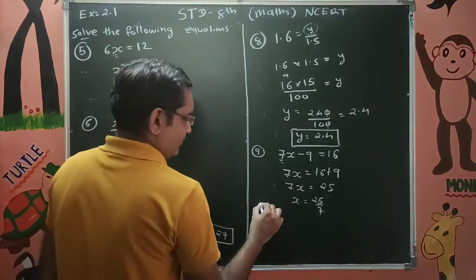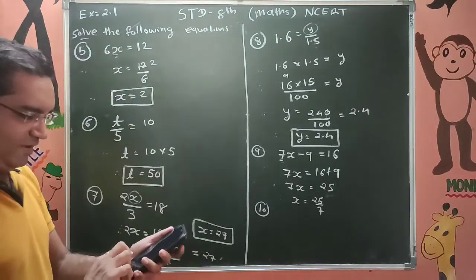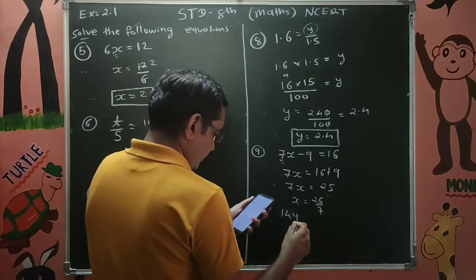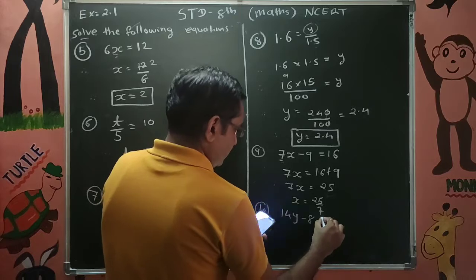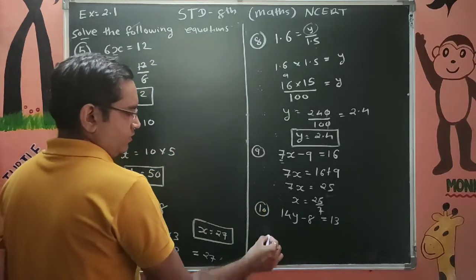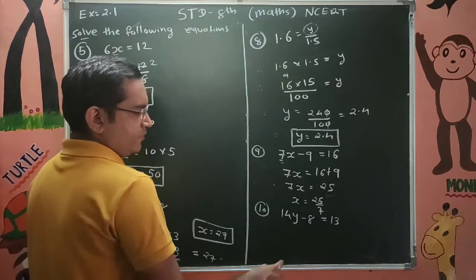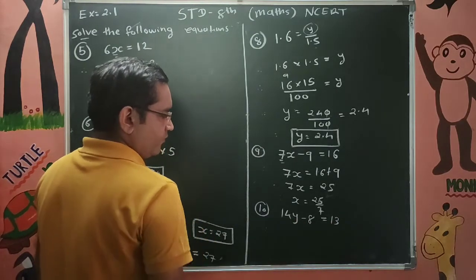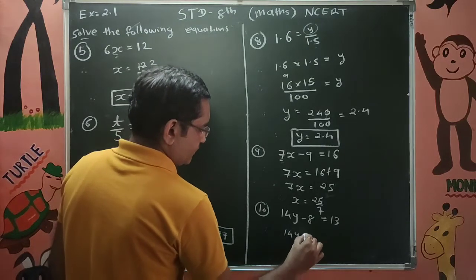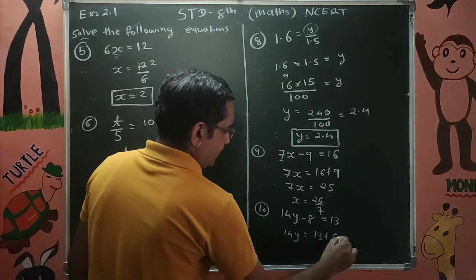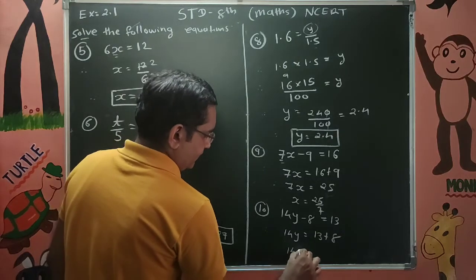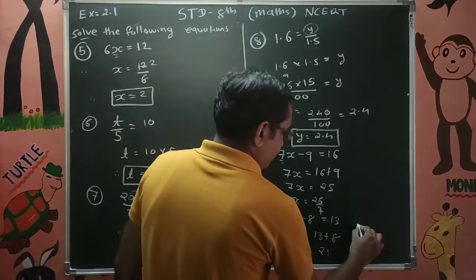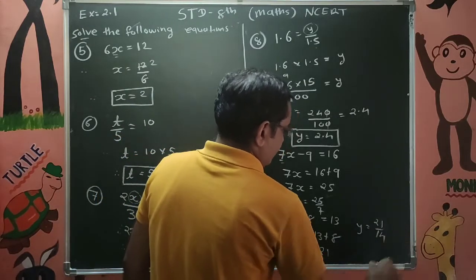Very good, students. Now question number 10. We are given 14y minus 8 equal to 13. Which is very similar to question number 9. First you have to take this minus 8 on the right hand side. Plus 8 it is 14y equal to 13 plus 8. Therefore we can write 14y equal to 13 plus 8. I think it's 21. So y equal to 21 by 14.